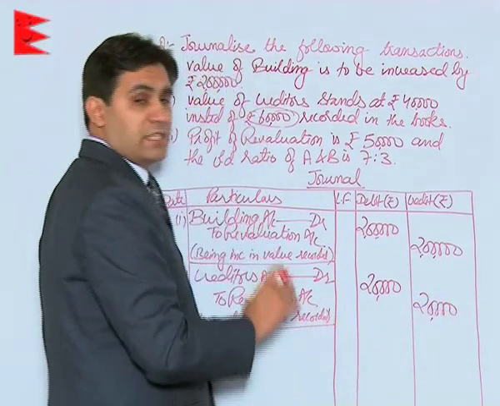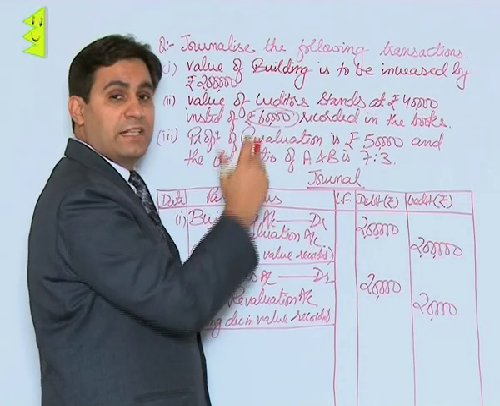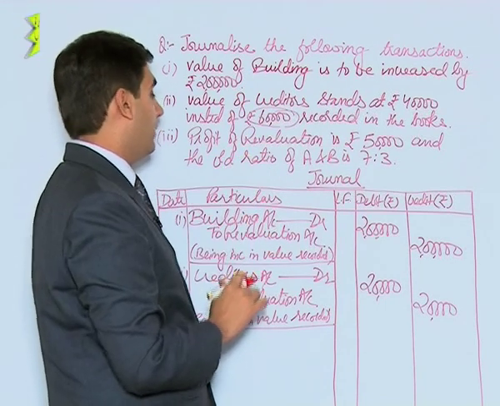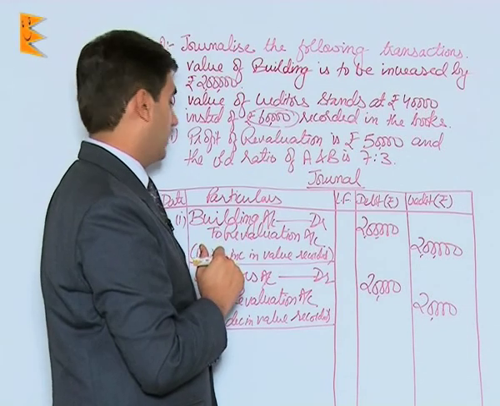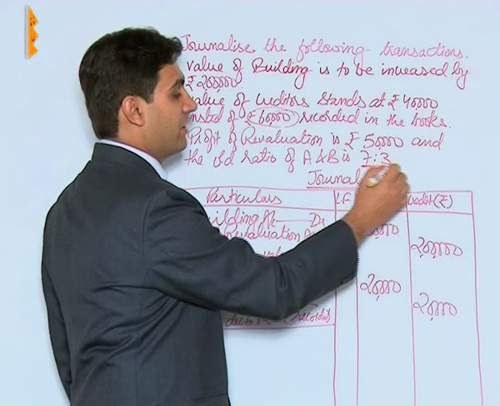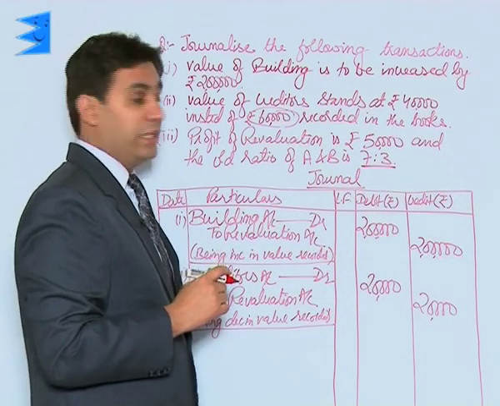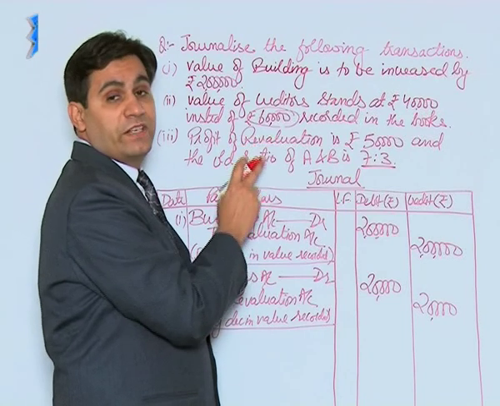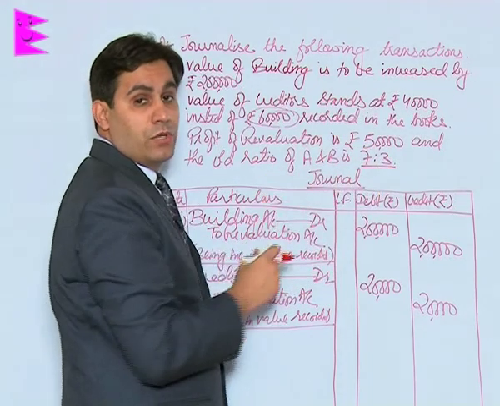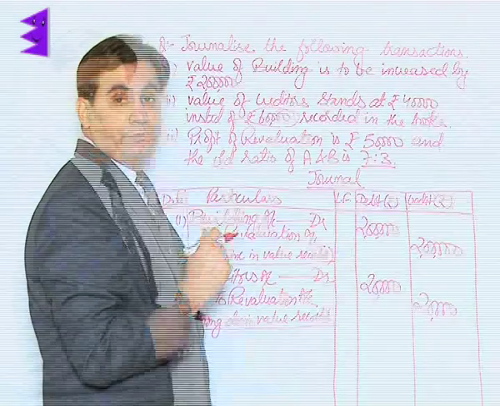Now students, just remember these are independent entries. They are not related to the same question. These are independent journal entries. The third entry is the profit of revaluation is 50,000 and the old ratio of A and B is given to be 7:3. That means you are required to pass a journal entry for distribution of profits among the old partners, and their ratio is also given to you as 7:3. Let us pass this journal entry now.